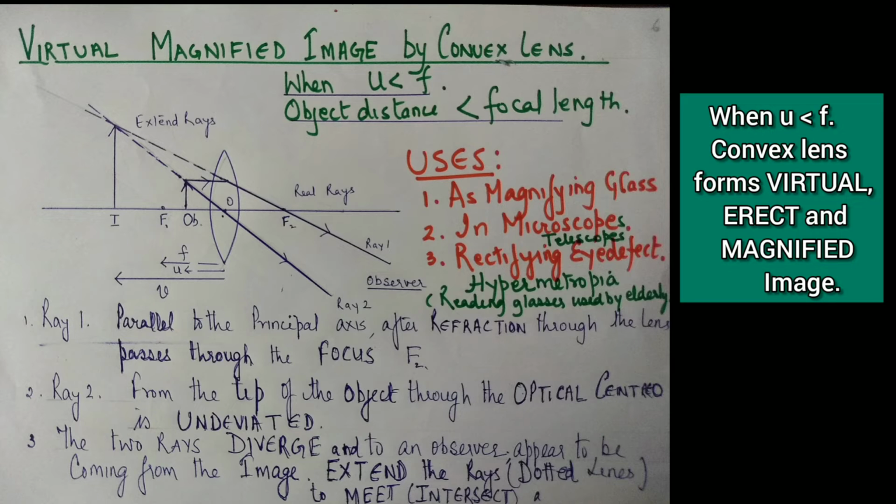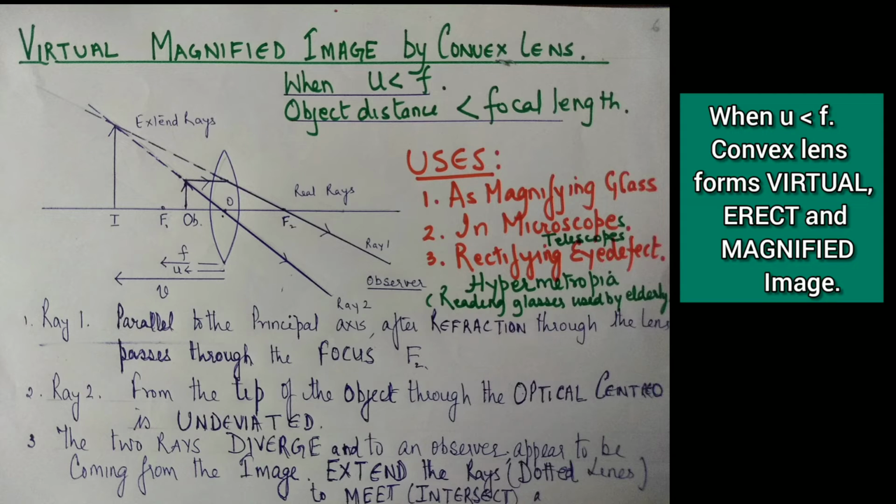Now, this is the virtual image formed by the convex lens. A convex lens always forms a virtual image when the object distance is less than the focal length. That means u is less than f. In this position, the convex lens is used as a magnifying glass.